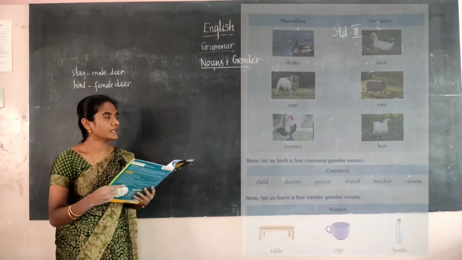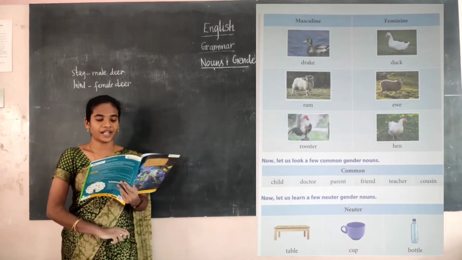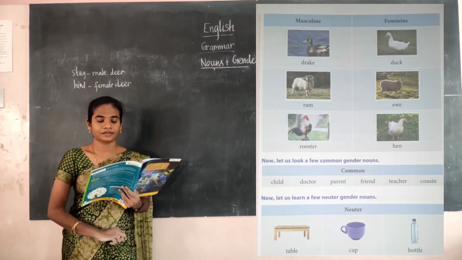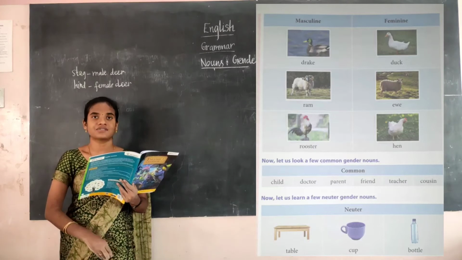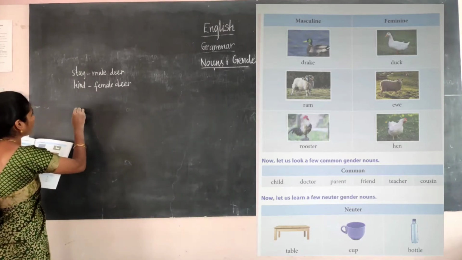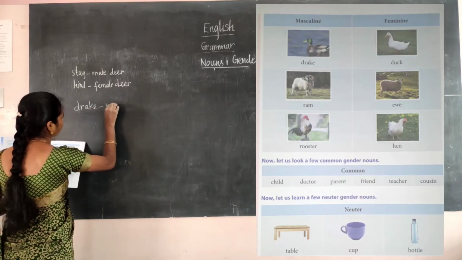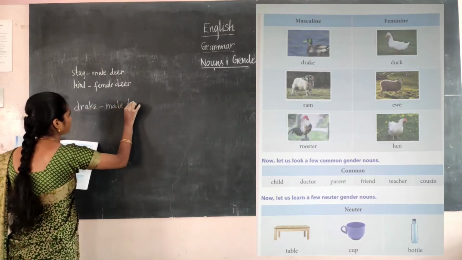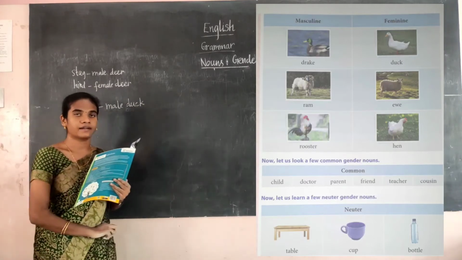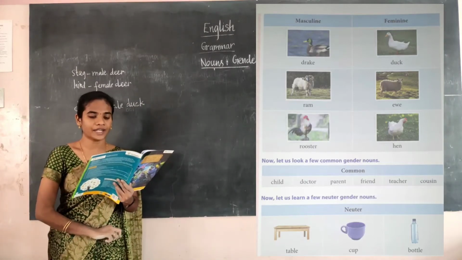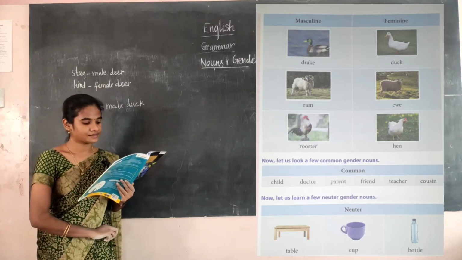Then next, see the next picture, which is also used for an animal. That is drake. The male duck is known as the drake. Drake, it's a different one. Drake means male duck. And the female duck is known as the duck.